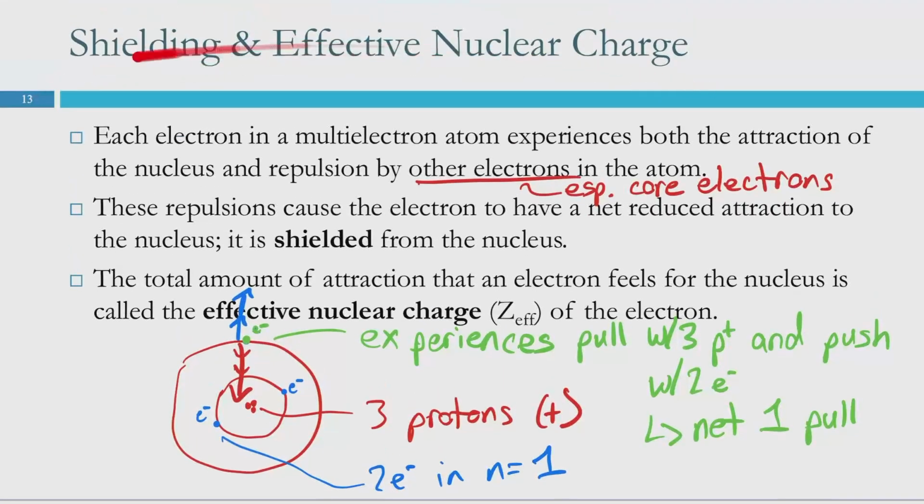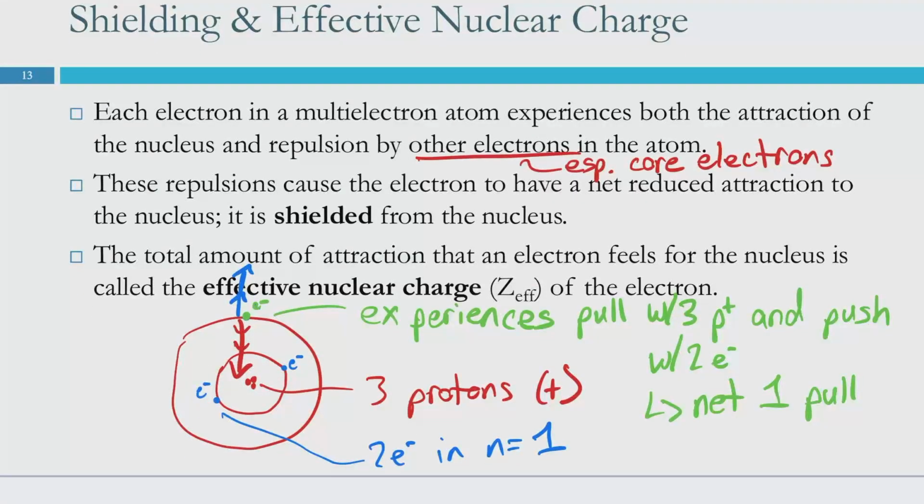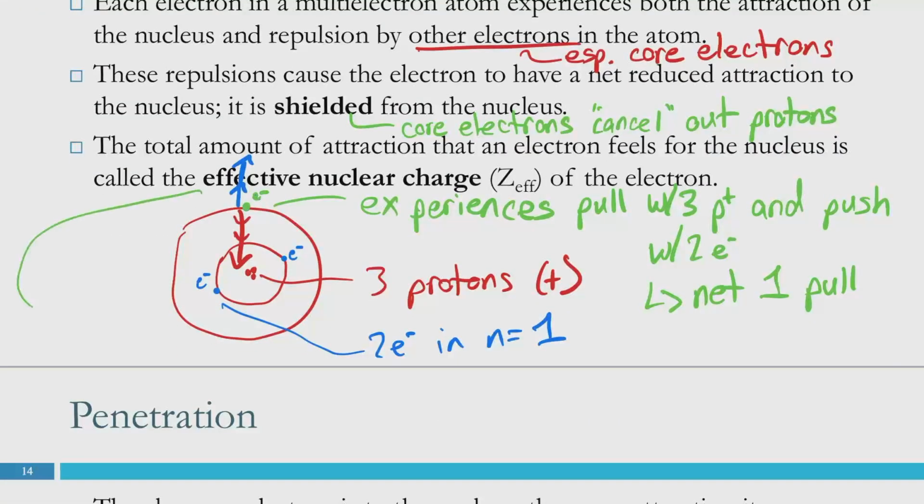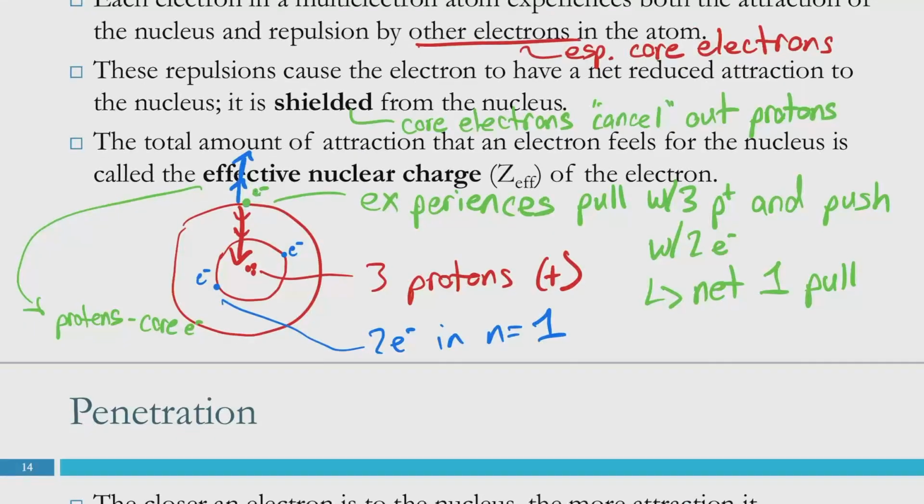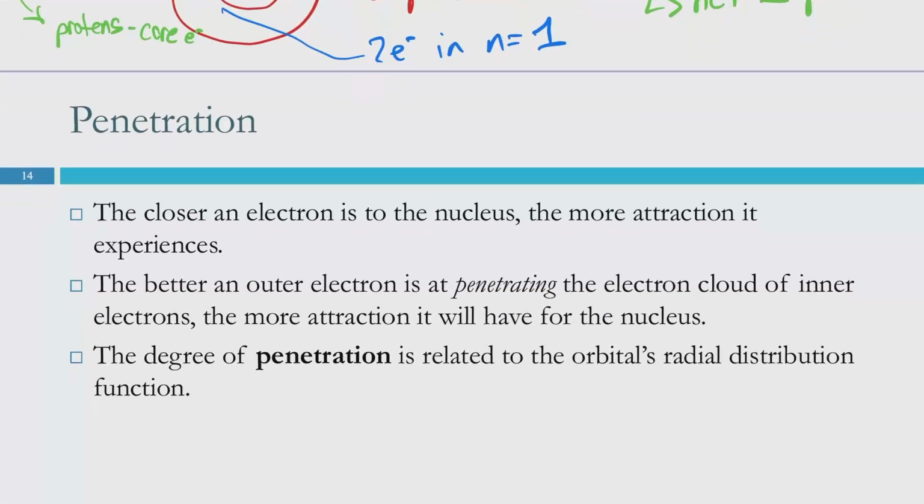Essentially, this is what we're talking about with shielding and effective nuclear charge. So these 2 electrons on the inside reduce the attraction to the nucleus. So these 2 electrons on the inner shell basically cancel out 2 of these protons. So core electrons sort of cancel out protons. And so the effective nuclear charge is the protons minus the core electrons. And I think this all comes up in later slides. Summary slide may be there for you. So that's one of our effects.